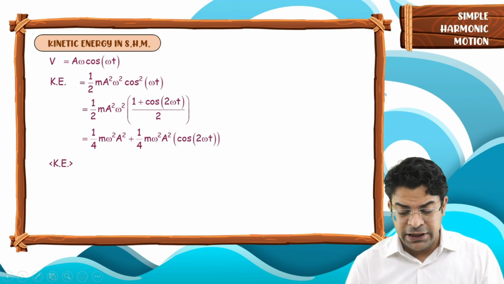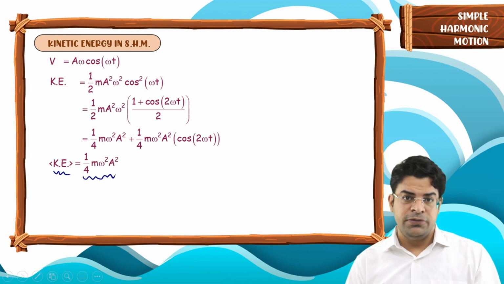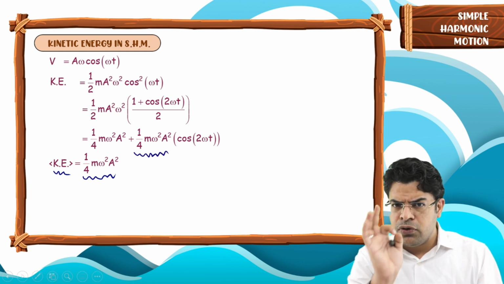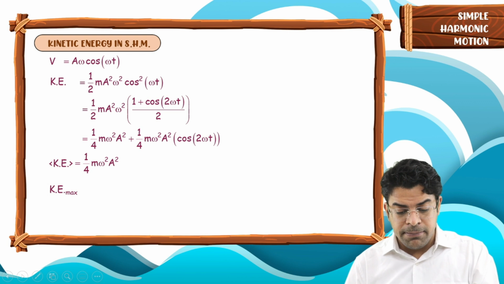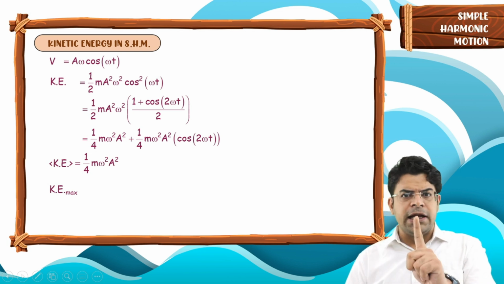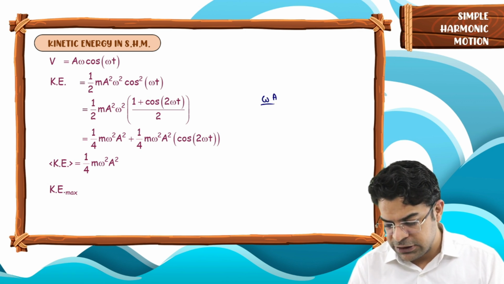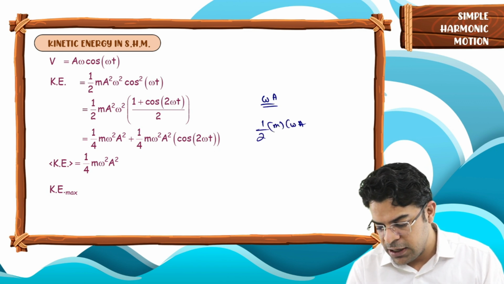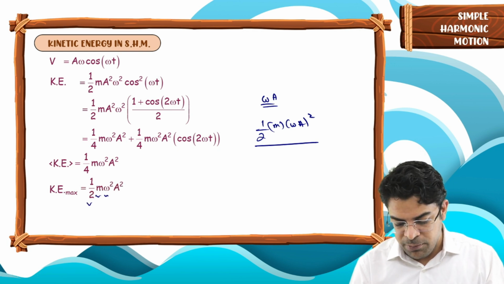So now from here we can say three things. First, the average value of kinetic energy is 1 by 4 m omega square a square. The second thing that we can say is the amplitude of kinetic energy. The amplitude of kinetic energy is equal to 1 by 4 m omega square a square. And the maximum kinetic energy? Easy to remember. Kinetic energy will be maximum when the speed will be maximum. The maximum possible speed equals angular frequency times amplitude. So the maximum possible kinetic energy is half into mass of the particle into omega a whole square. Hence the maximum possible kinetic energy of a particle performing SHM is half m omega square a square.